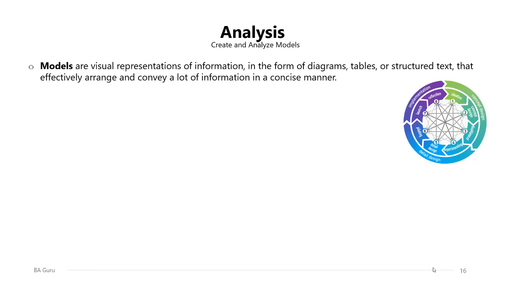Now, what's the definition of models? Models are visual representations of information. So models are always visual. It is something you or the stakeholder need to look at. So it's a visual representation of information in the form of diagrams, tables, or structured text that effectively arrange and convey a lot of information in a concise manner.